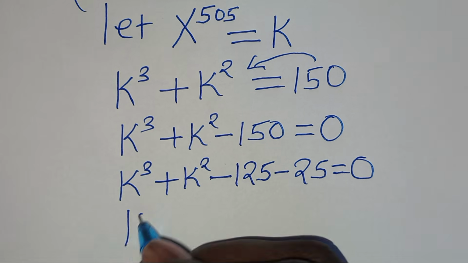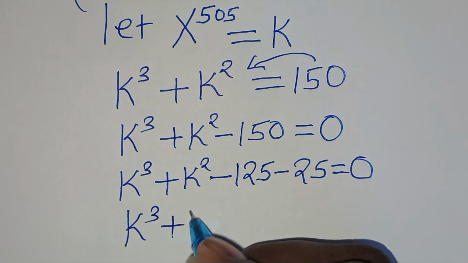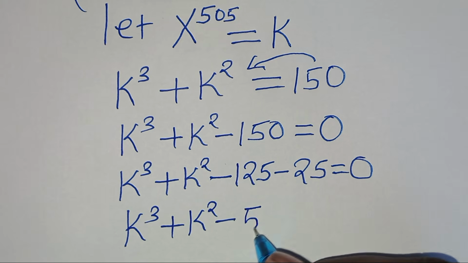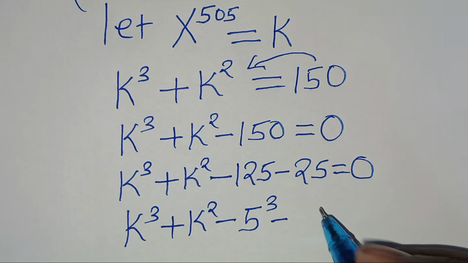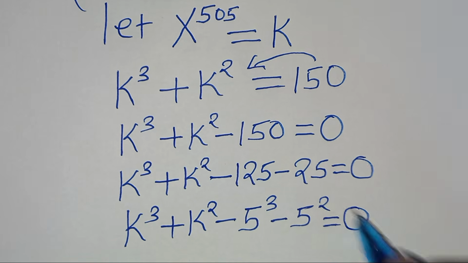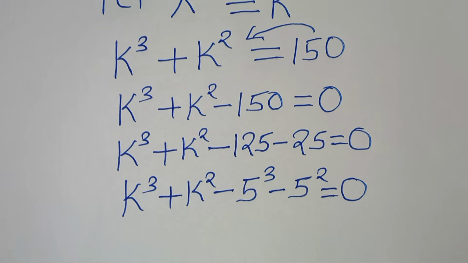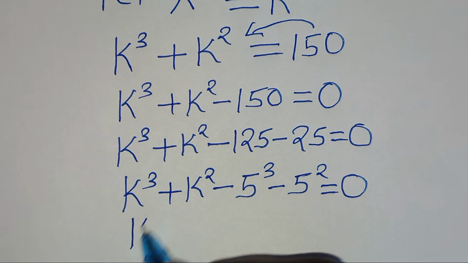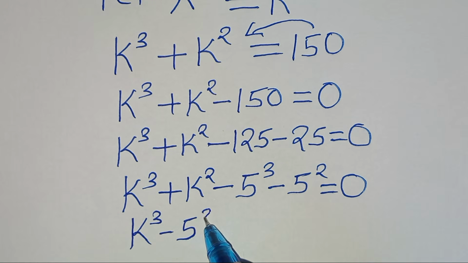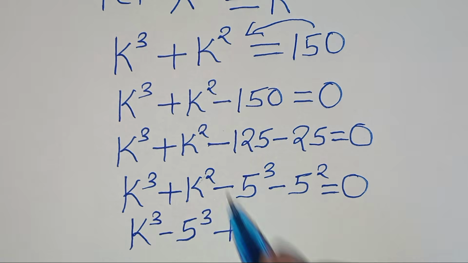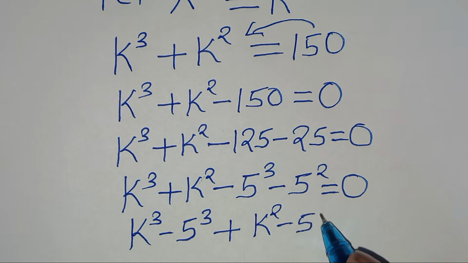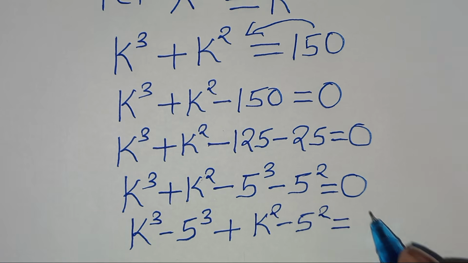So this is k to the power of 3 plus k to the power of 2 subtract 125. This is 5 to the power of 3 subtract 25, which is 5 to the power of 2. This is equal to 0. So this implies that we have k to the power of 3 minus 5 to the power of 3 plus k to the power of 2 subtract 5 to the power of 2. This is equal to 0.